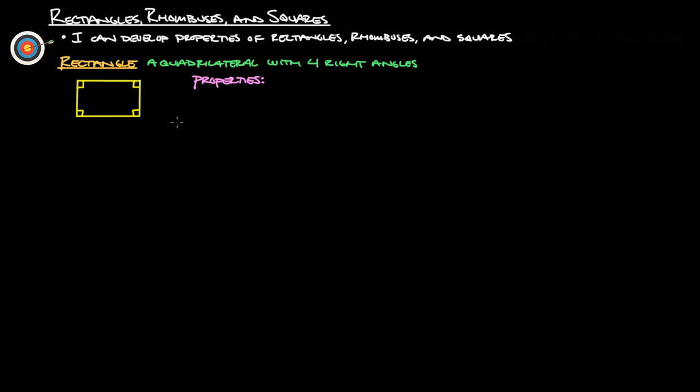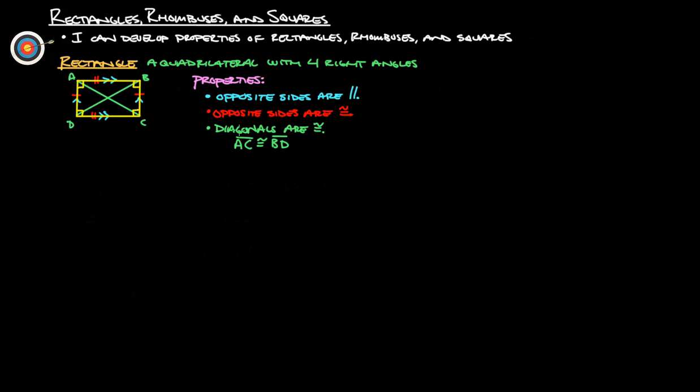Some special properties about rectangles: opposite sides are parallel, so these are parallel, which means that a rectangle is also a parallelogram. Opposite sides are also congruent, which we know to be true about parallelograms as well. Diagonals are congruent, so AC and BD are congruent.